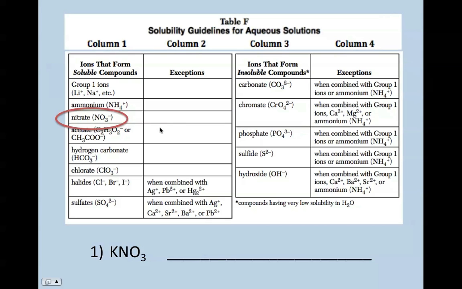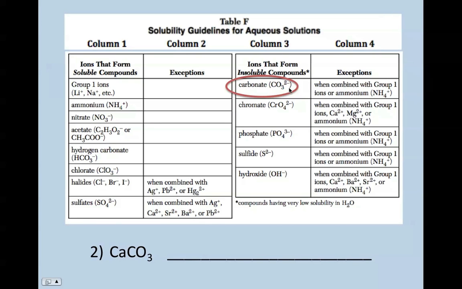Since nitrate has no exceptions in column 2, I'm going to stay in column 1. And if I look up at the top, nitrate is an ion that forms a soluble compound. So I can label potassium nitrate as being soluble, and if it's soluble, after the formula we would want to include an AQ there, meaning that it does mix in with water. It is soluble.